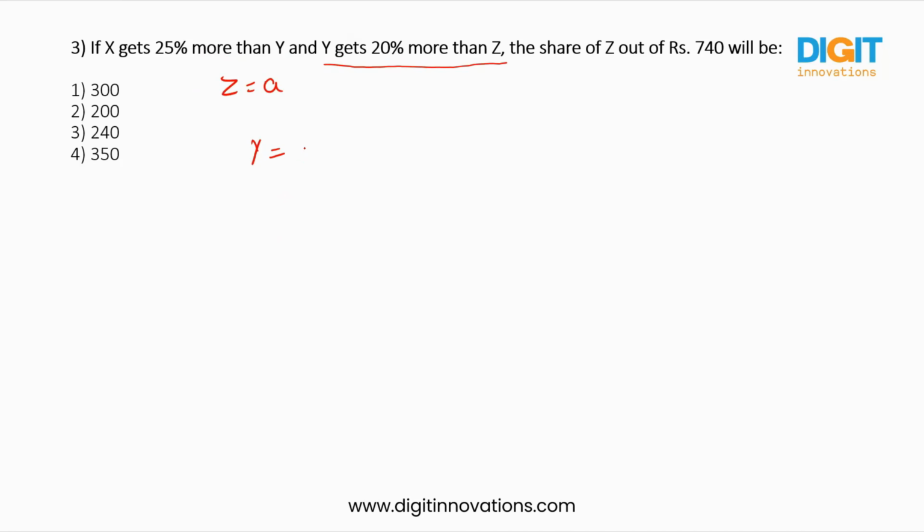Let us start with this one. Y gets 20% more than z. What is z here? Here it is a, right? So a plus 20% of z. Y is getting more than z. That means z is nothing but a, right? So a plus 20% of a. Then you will get 1.2a.